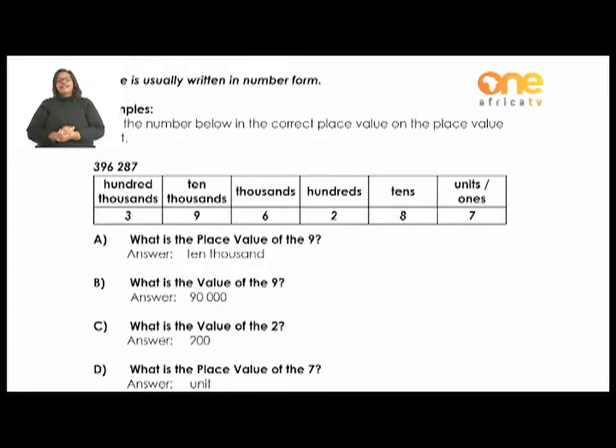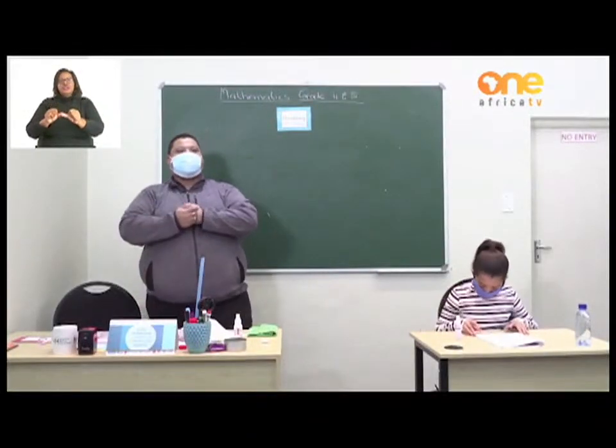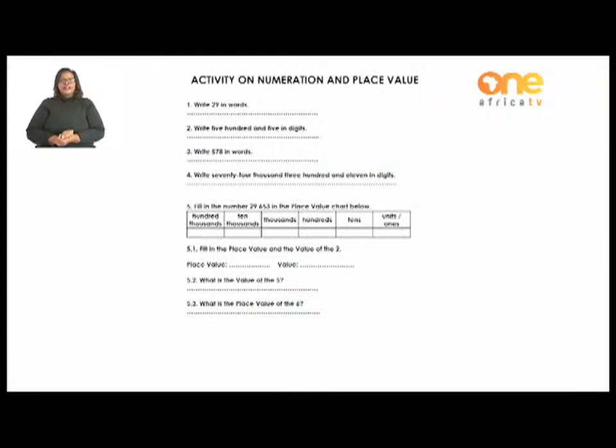learners. And we can continue on page 10. Here we have a very nice activity for you guys to do. This activity is based on numeration and place value. Let's quickly go through the activity. Number 1, write 29 in words. Here they want us to write in words. Remember the rule. Check for spelling. Number 2, write 505 in digits. Number 3, write 578 in words. Check for spelling.